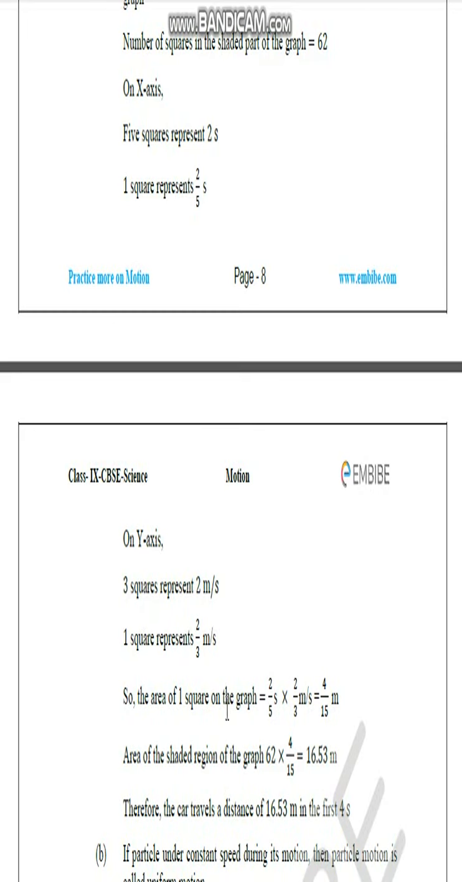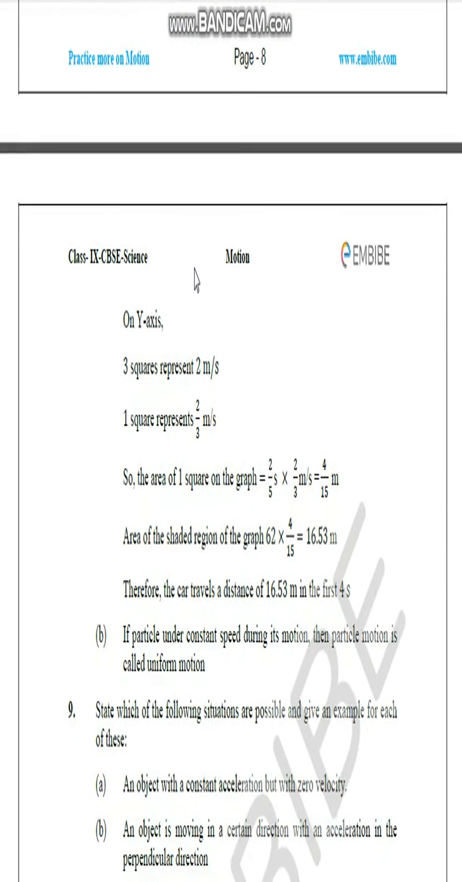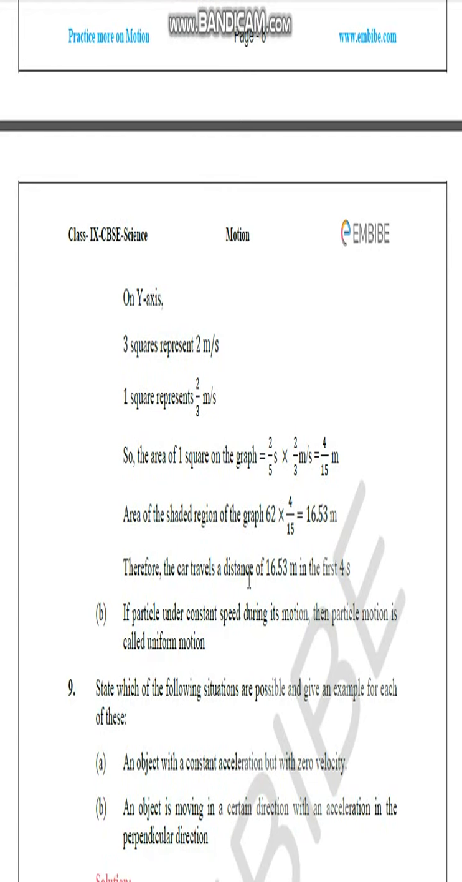To find the area of 1 square of the graph, I multiply both the values, 2 by 5 and 2 by 3, and I get 4 by 15. Now the area of the shaded region, I already know there are 62 squares. I multiply 62 by 4 by 15, and that is 16.53.